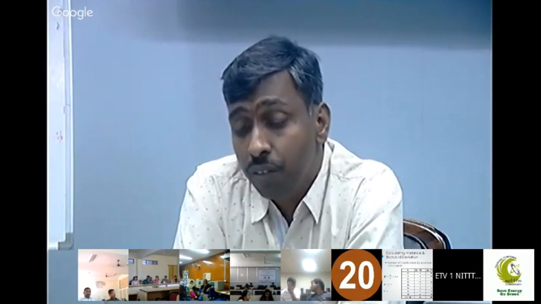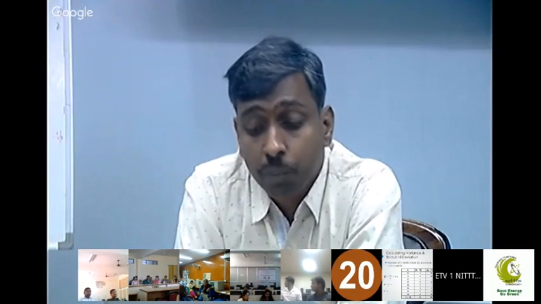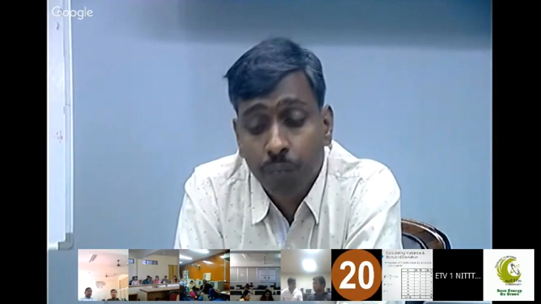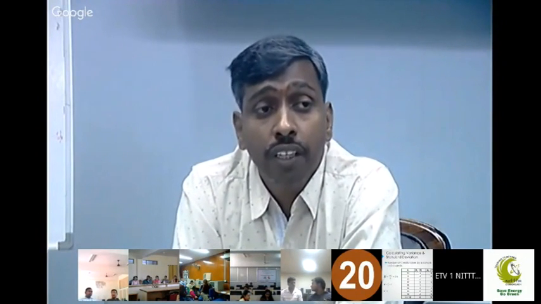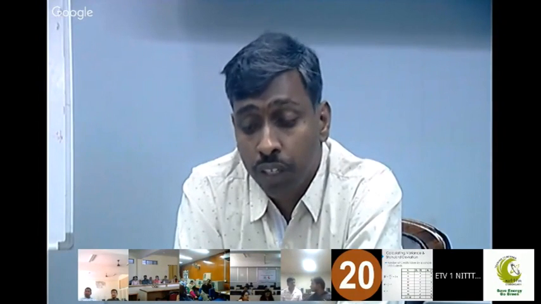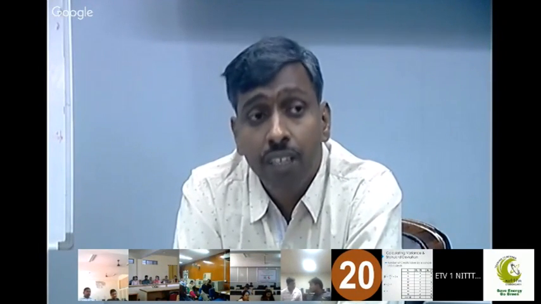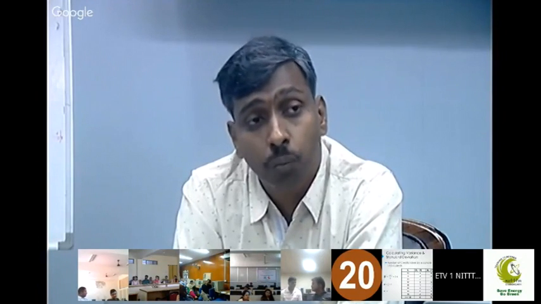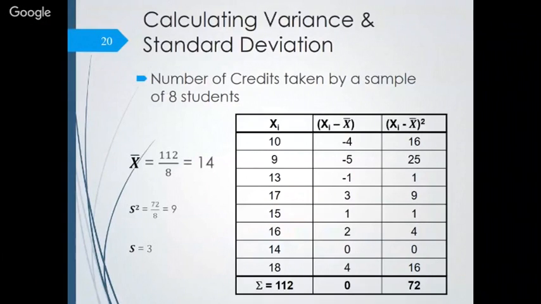So next step, what will we do? We have to subtract this mean from each individual value. So 10 minus 14 will give minus 4. 9 minus 14 will give minus 5. Like that, we have to calculate xi minus x bar in the next column. So the total will add up to 0. Otherwise, some mistake is there. Total should add up to 0.